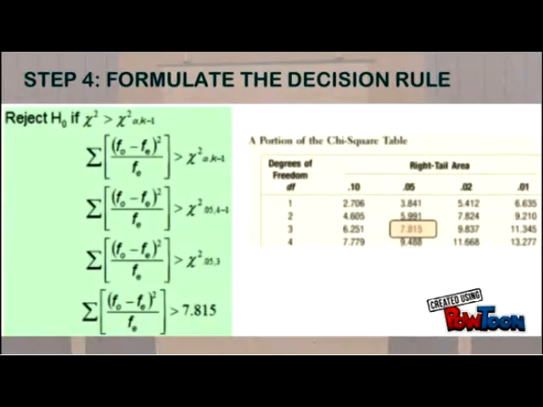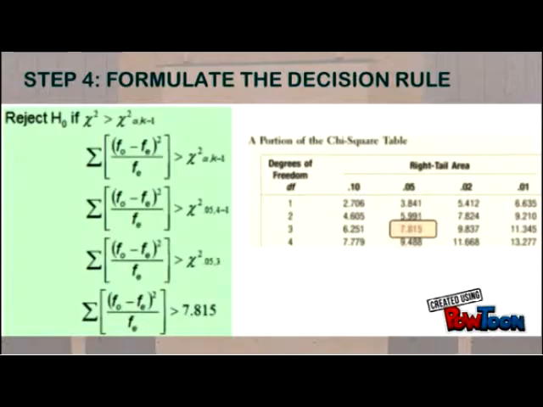The decision rule in hypothesis testing requires finding a number that separates the region where we do not reject H0 from the region of rejection. The number is called the critical value. The critical value is chi-square with k-1 degrees of freedom, where k is the number of categories. Since there are 4 categories, 4 minus 1 equals 3 degrees of freedom.